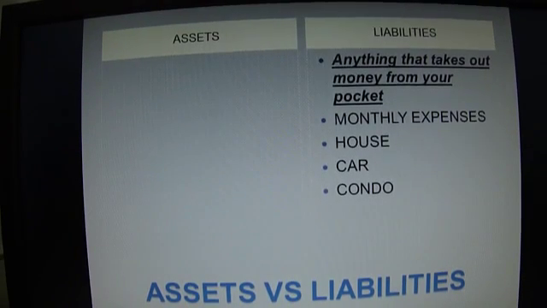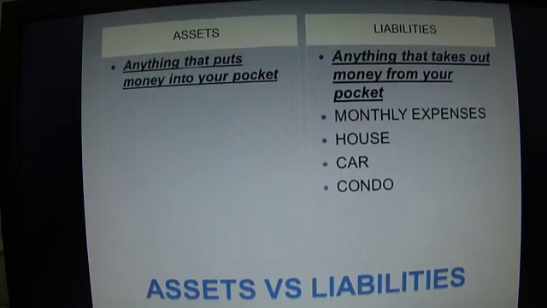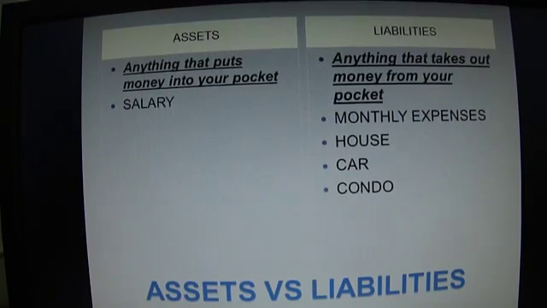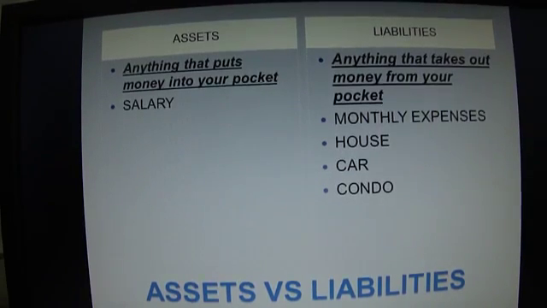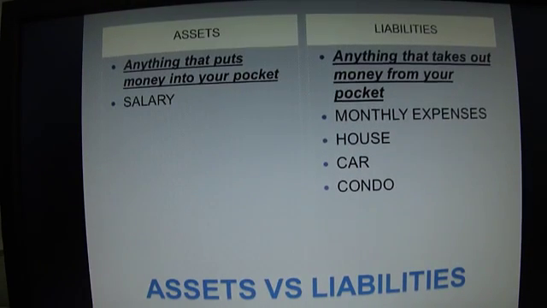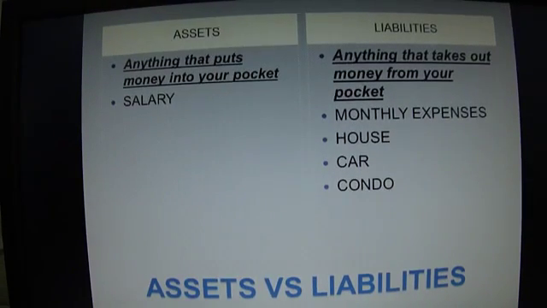Assets are defined as anything that puts money into your pocket. An example of this is our salary. Most of us will say so. What if I buy a house, car or condo? Anyway, I can afford it with my sky-high salary.